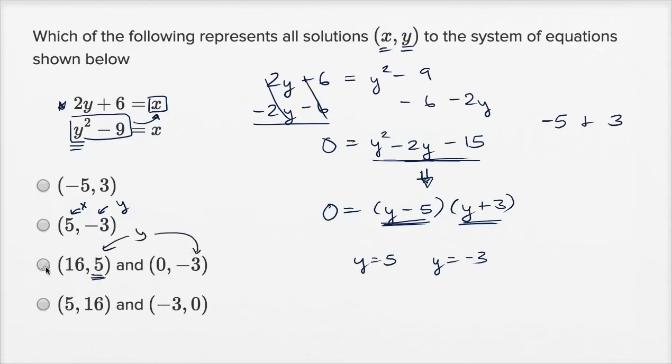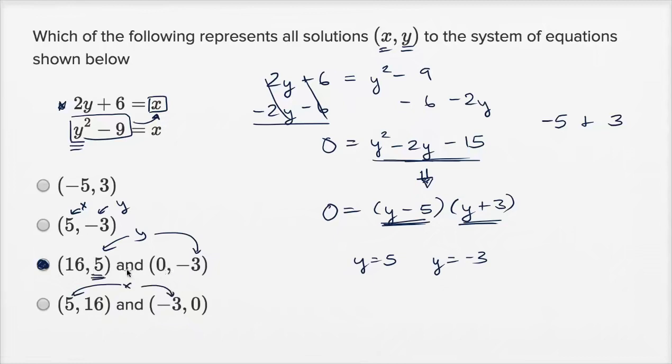So you should feel immediately pretty good about this choice right over here. This one puts the 5 and the negative 3 in for the x coordinate. That says x is equal to 5, and x is equal to negative 3. So if I was under time pressure, I would just stop there and move on to the next question, because I feel good about this choice.